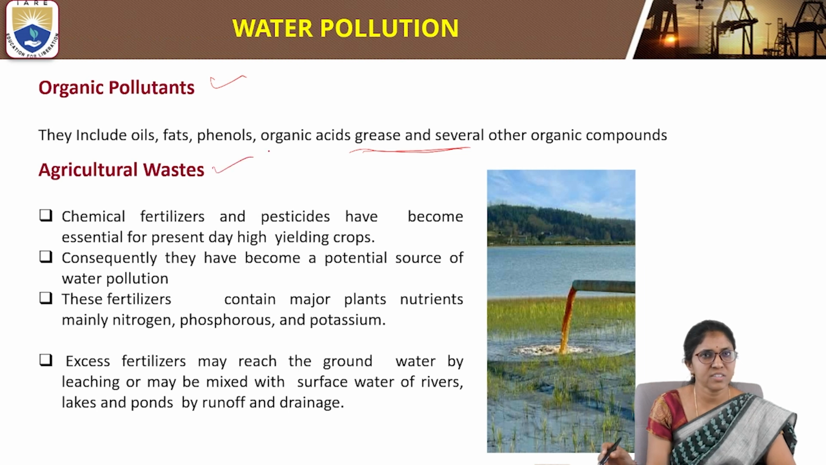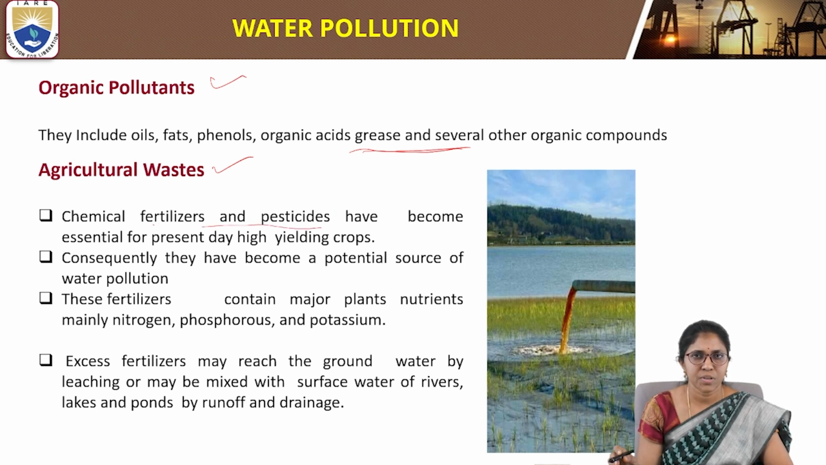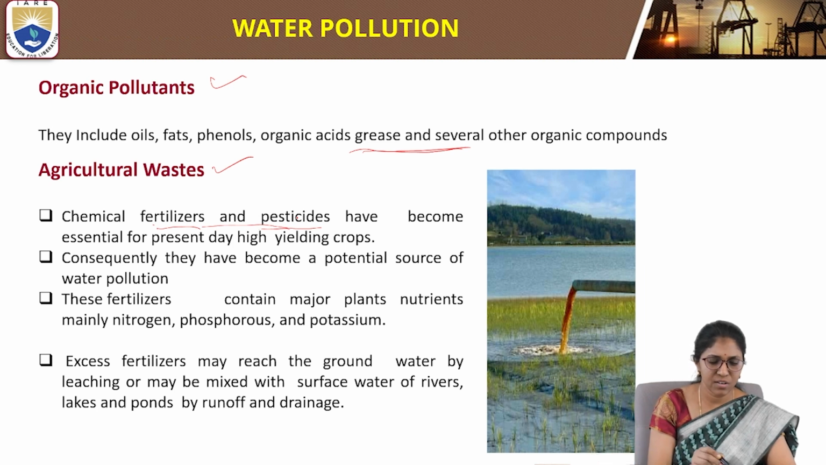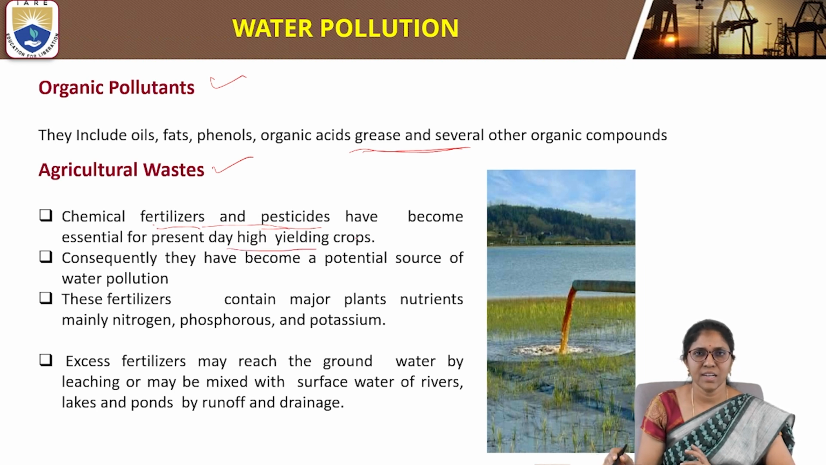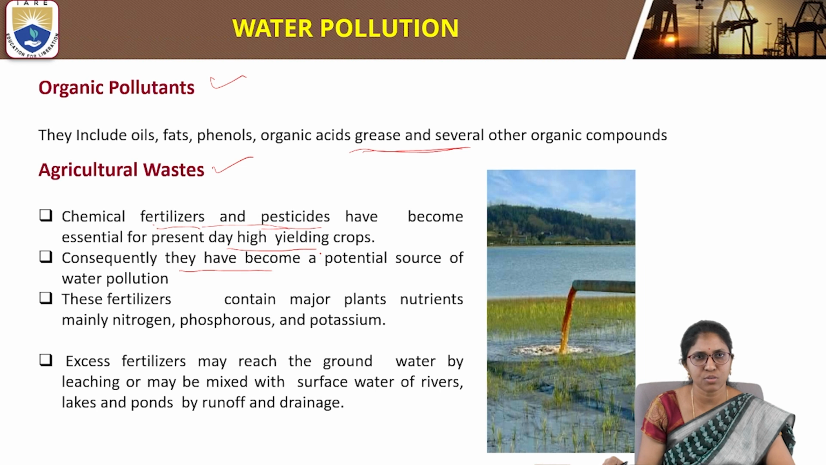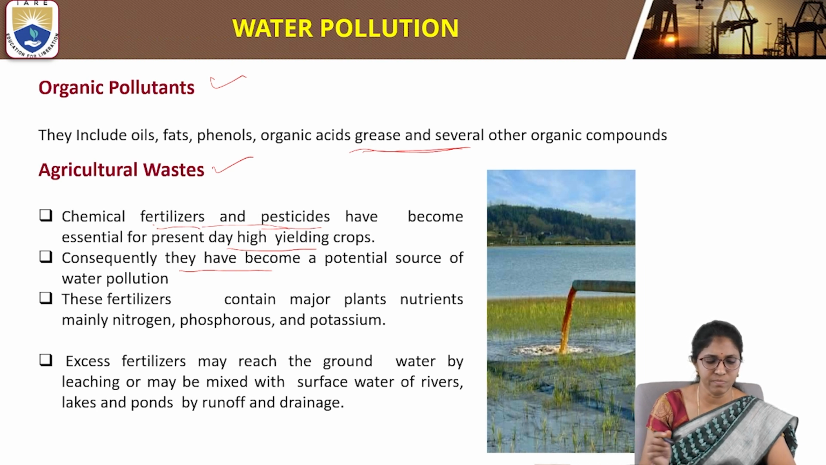Now, agriculture waste: chemical fertilizers and pesticides. We use pesticides and fertilizers in farming. They have become essential for high-yielding crops, so we use them in large quantities. Consequently, they have become a potential source of water pollution.